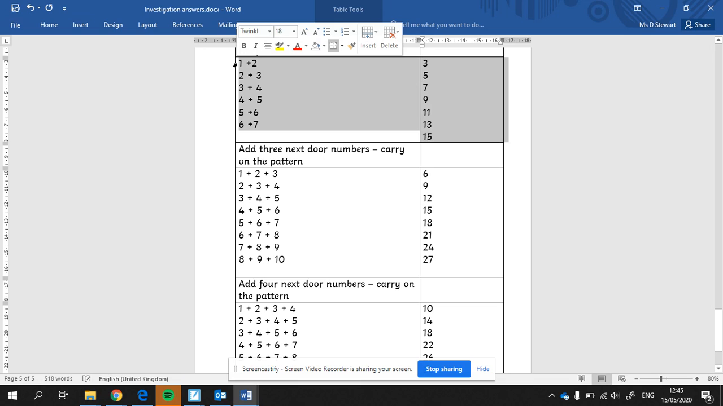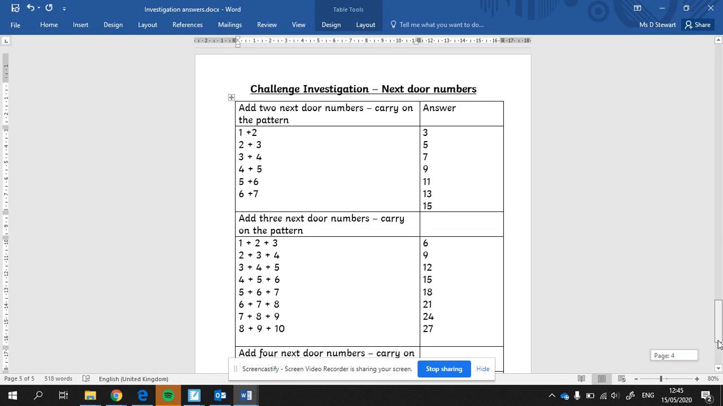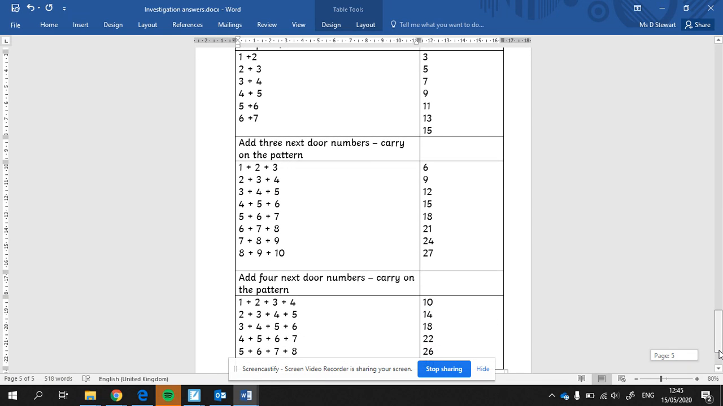So I can predict we can make any of the odd numbers apart from 1. We could actually, though, if we wanted to, put 0 plus 1 there. They're still next door numbers. And we could make odd numbers going up in 3s, starting on 6, and even numbers going up in 4s. So all these different predictions. Having to think why is a little bit trickier.